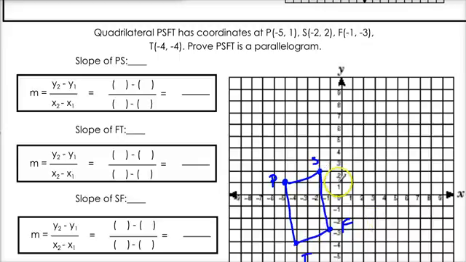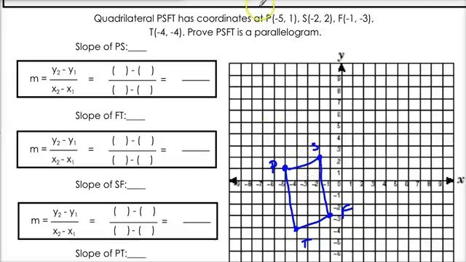Now we got to do our proof, right? We're going to show that opposite sides are parallel. So first I want to start by finding the slopes of PS and TF. And the way I'm going to do that is I'm just going to use the slope formula this time. Now you can count, that's totally valid. I'm totally happy with that. But you can also use the slope formula, which we have nicely written out here. So to find the slope of PS, let's use this P and S.